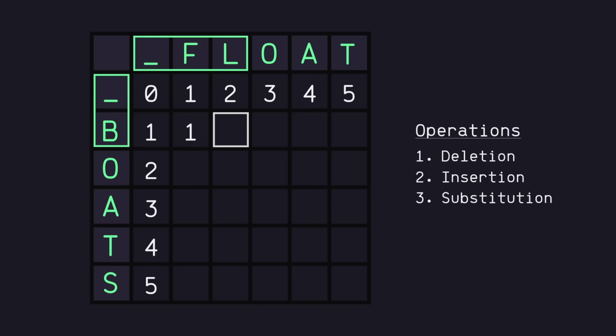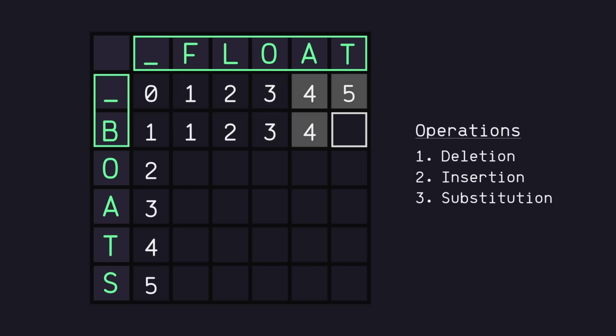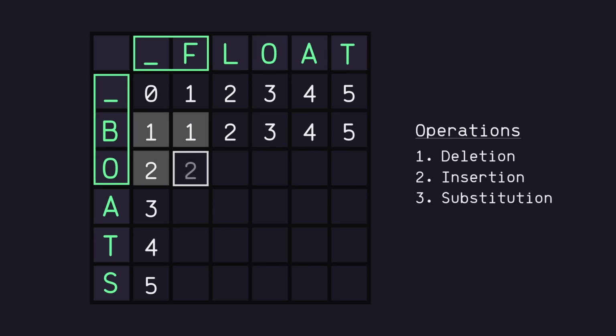Okay, now we need to determine how many operations are needed to transform B to FL. But instead of sitting here and thinking about which operations we should use, what we're going to do instead is look at these 3 cells. All we need to do is take the minimum value of these 3 cells and add 1 to it. So here we take 1 and add 1 to get 2. So we can use this trick to just continue filling out the rest of the matrix.